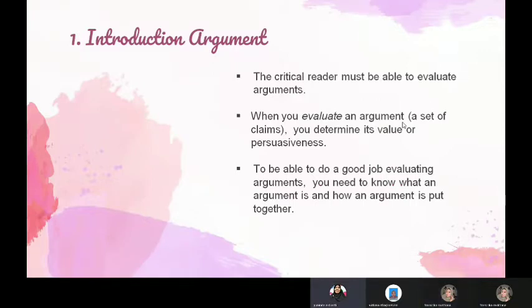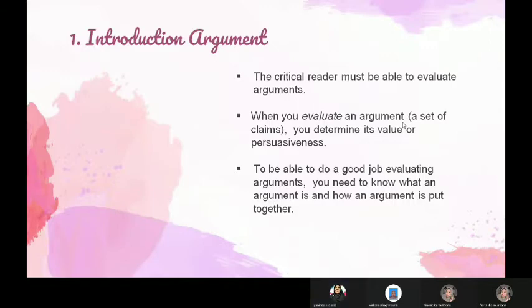Okay, thank you, Siska. The first material is introduction to argument. The first point: the critical reader must be able to evaluate argument. Point number 2, when you evaluate an argument, a set of claims, you determine its value or persuasiveness. Point number 3, to be able to do a good job evaluating argument, you need to know what an argument is and how an argument is put together.